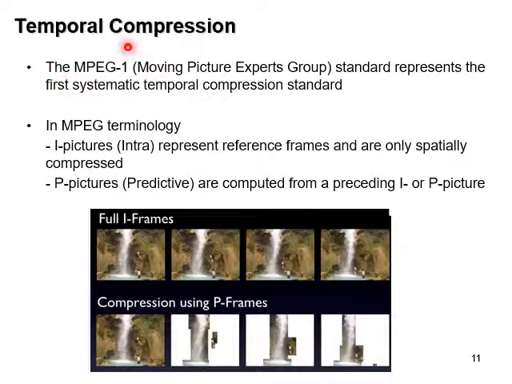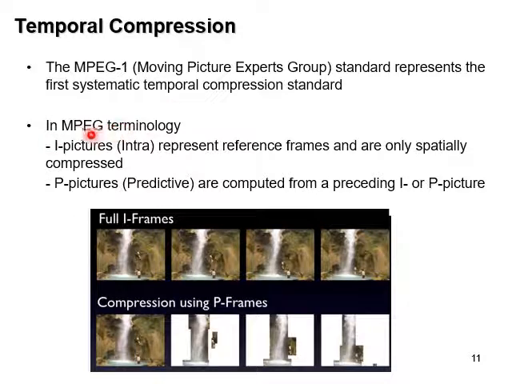Okay, so actually what we just described is something that's used in MPEG-1. MPEG stands for Moving Picture Experts Group. This is very similar to JPEG, the group that developed the JPEG technique. The MPEG-1 standard represents the first systematic temporal compression standard. So how is it done in MPEG? How does it do the temporal compression, making use of the differences?